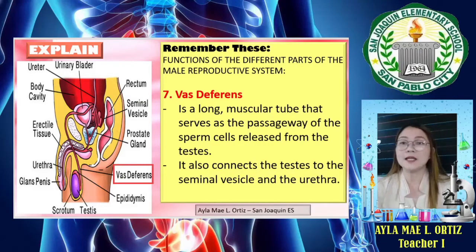Okay, next, class, is the vas deferens. So the vas deferens is a long muscular tube that serves as a passageway of sperm cells released from the testes. It also connects the testes to the seminal vesicle and the urethra. So the vas deferens, class, is also known as ductus deferens. It is a tiny muscular tube in the male reproductive system.